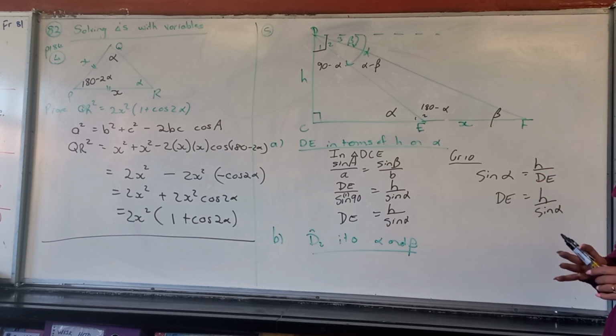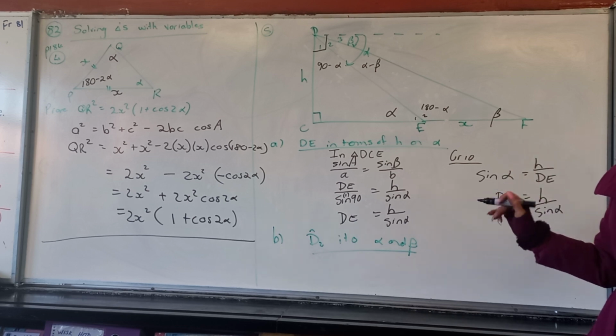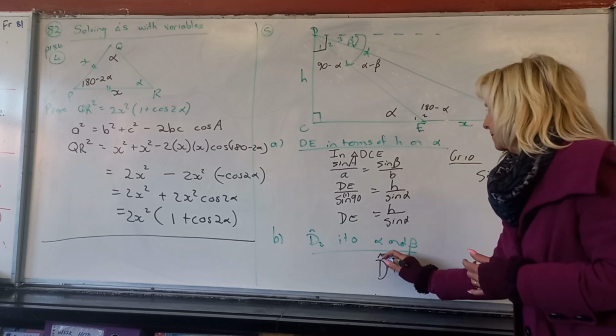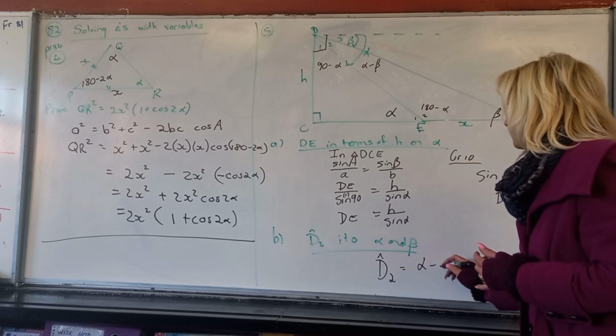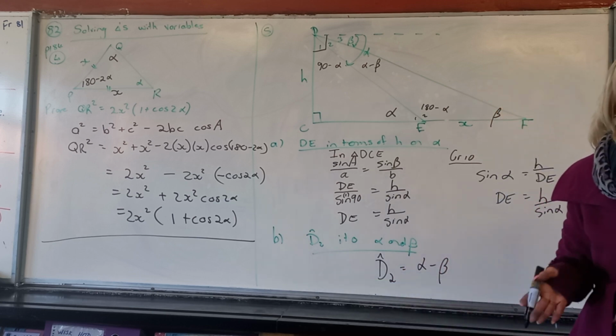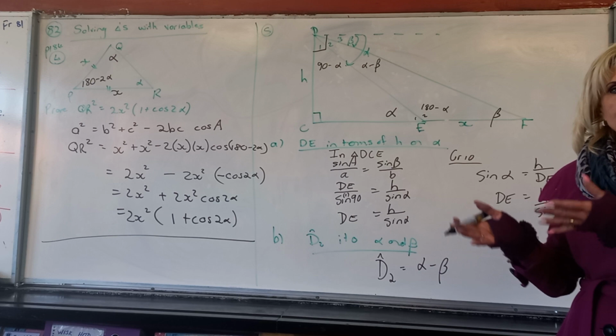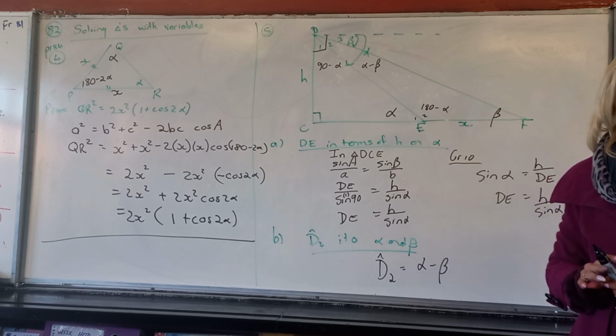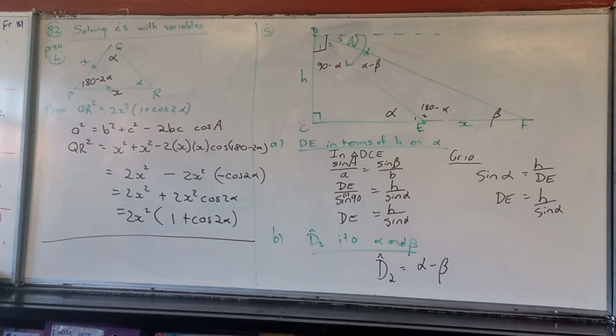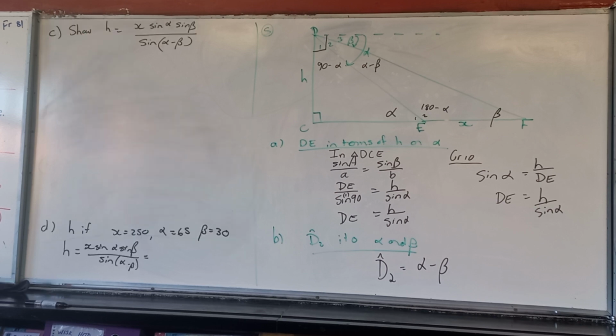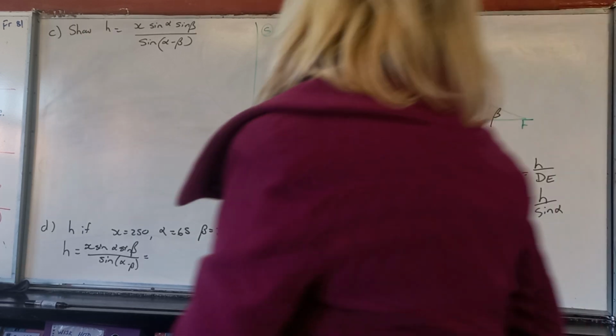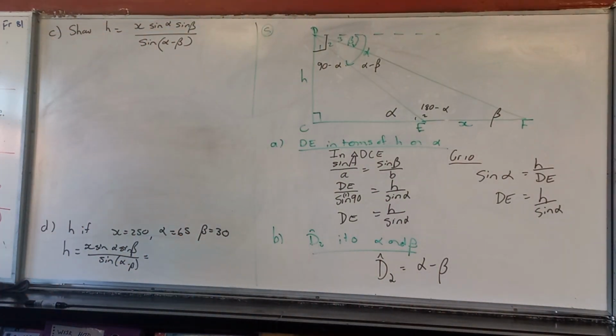Second part of the question says, please find D2 in terms of alpha and beta. Oh, we're done. D2 was alpha minus beta, because they're leading you to get all the things that you need to find the next question. We're going to do it on that side. Okay, the part C and D of this question was show that H is equal to.